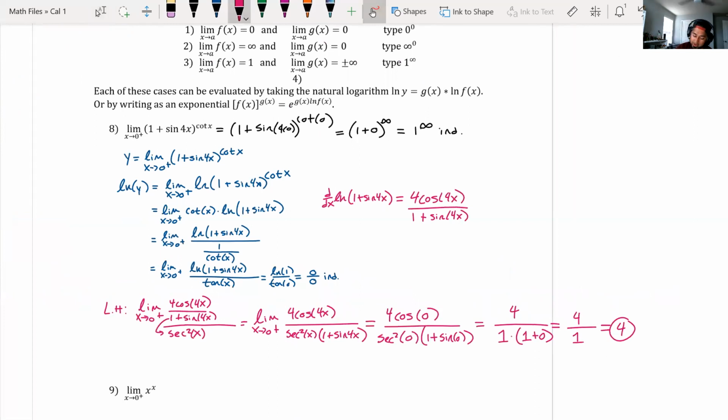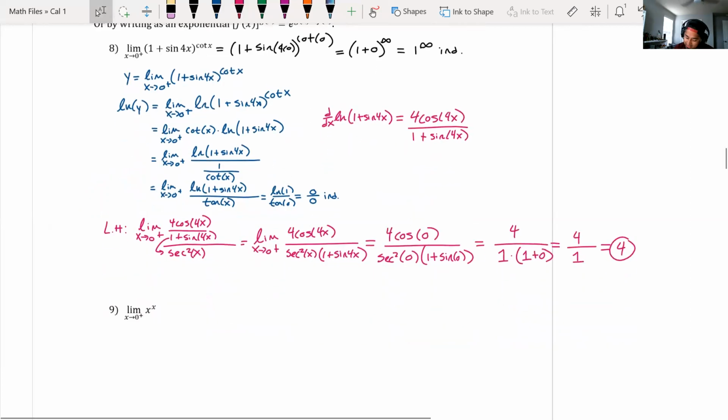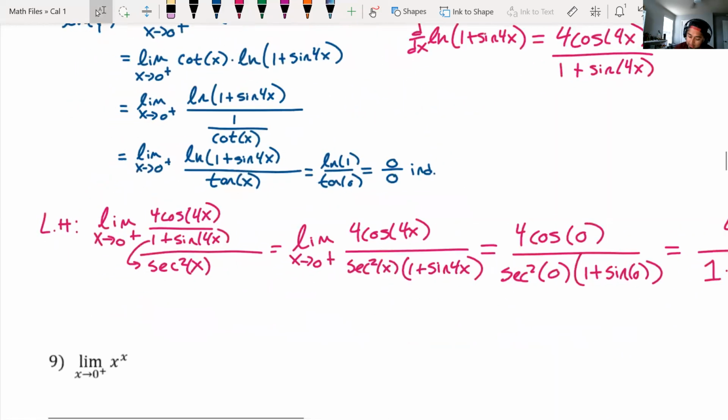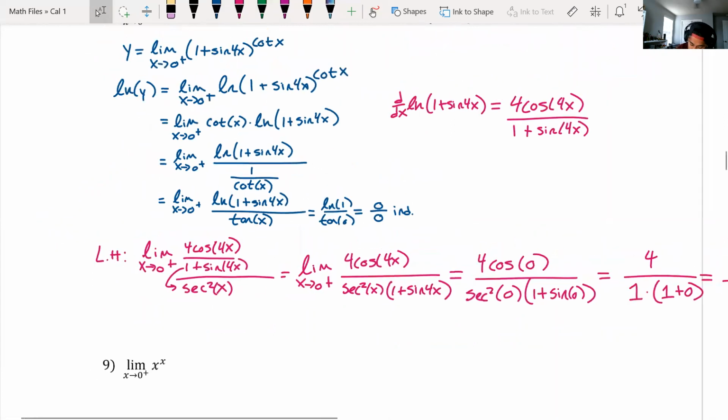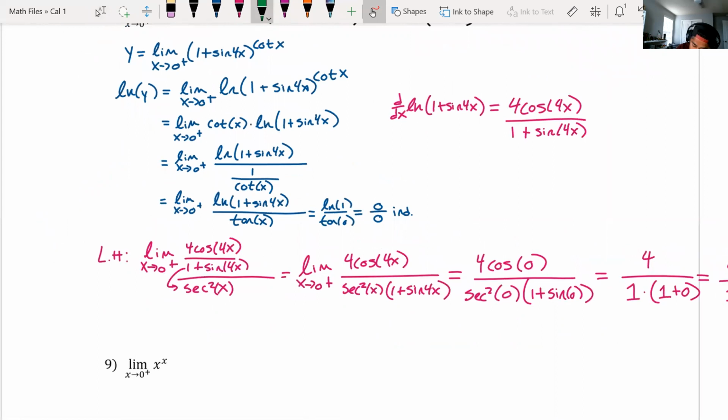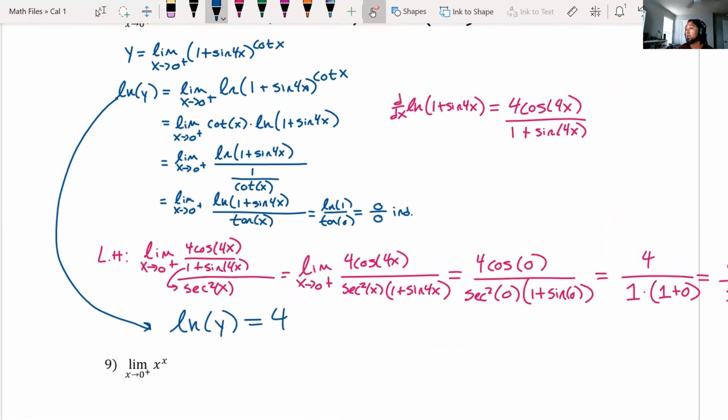Remember that we had y equals and then the natural log of y equals? Well, we have to bring that back in. Oh, goodness. So this means that we now have, maybe I should draw a little path. Let's see. So now the natural log of y equals 4. And now it's our job to solve for y.